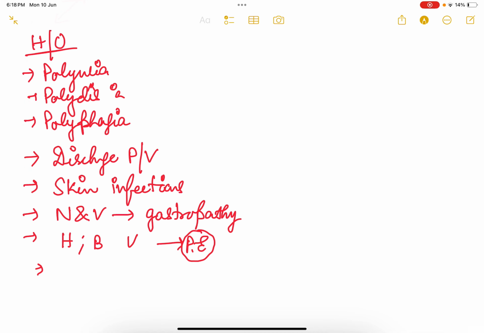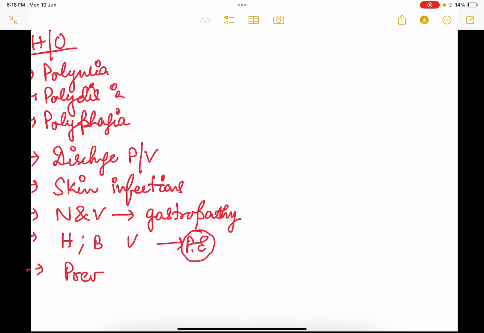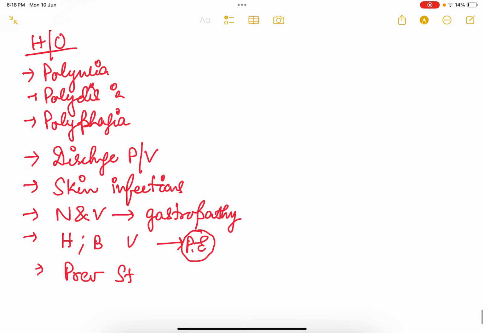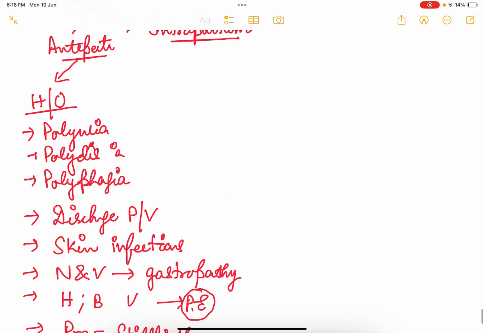Also you ask about previous history of stillbirth, and all these things are also asked to the patient. Previous history of stillbirth, previous history of any bad obstetric history, any neonatal death, any shoulder dystocia, or any macrosomic baby, difficult deliveries. These are the things which are asked in history.